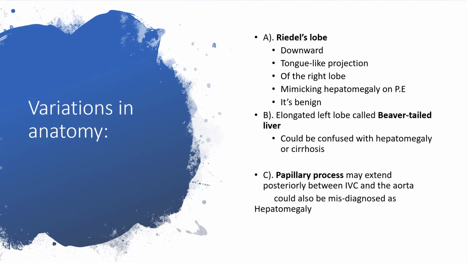Some will have papillary process that may extend posteriorly between inferior vena cava and the aorta and could also be misdiagnosed as hepatomegaly. Therefore, when the diagnosis of hepatomegaly is being considered, we have to take into account all these variations.